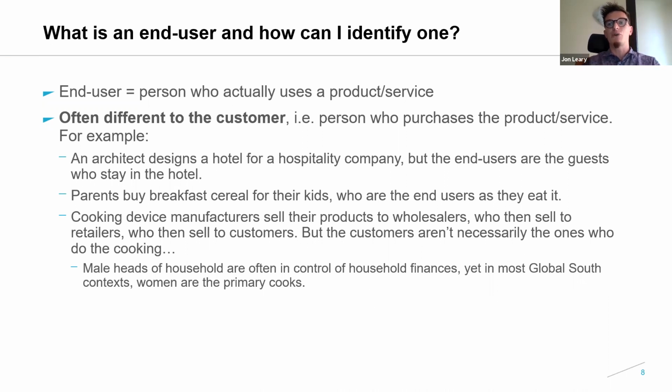So in the context of cooking devices, which is what I'm going to talk about today, cooking device manufacturers sell their products to wholesalers. So the wholesalers are the customers of the cooking device manufacturers, but they're not the end users. The wholesalers often sell to retailers, who are also not the end users. The retailers then sell to customers who might be the end users. So the customers may or may not be the cooks themselves. The ones who are doing the cooking, they are the real end users.